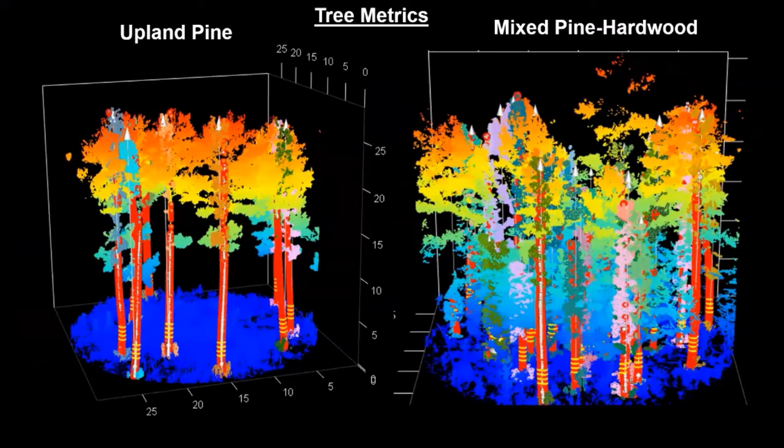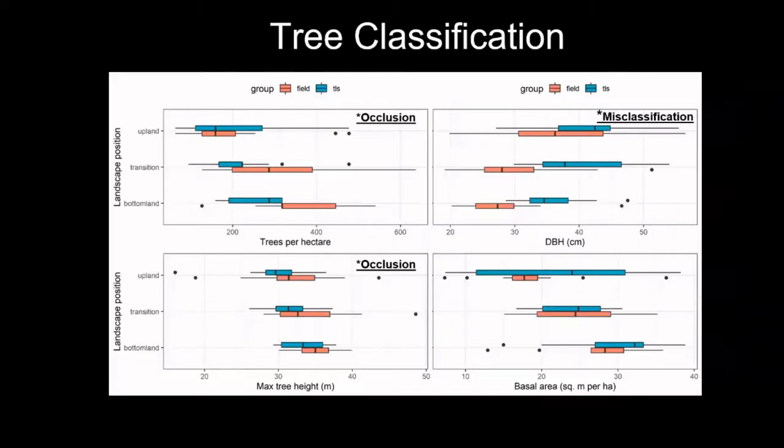Here's representation in more of the upland pines where the trees are more distinct. In the mixed pine hardwood areas, there could be up to like 30 trees here, but they're all measured. And so we decided to take a little closer look at this.